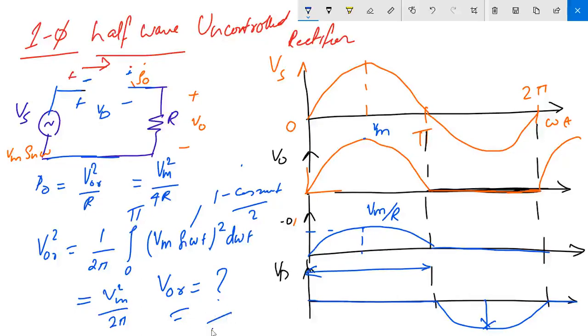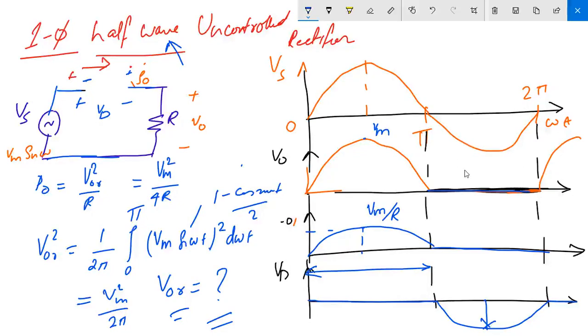I want this value. So overall, what you have to do: you have to take out the average value, you have to take out the RMS value, you have to calculate the peak inverse voltage, and you have to calculate the conduction time period of a cycle. And next is your half wave. What is the half wave? You are actually getting one half of this wave during a full cycle. You are going to get a half wave.